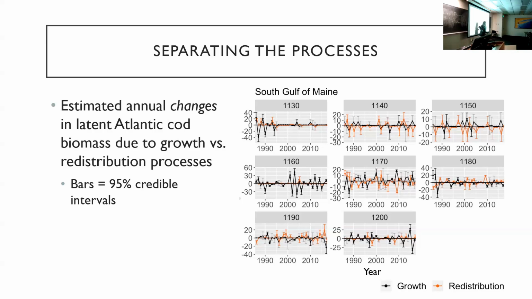So for example, in this region, there's a lot more pink up here, so a lot of the increases in abundance were due to redistribution as opposed to growth. Whereas in other places, the black here is really dominating, so growth is really dominating the changes in abundance of cod in this region.